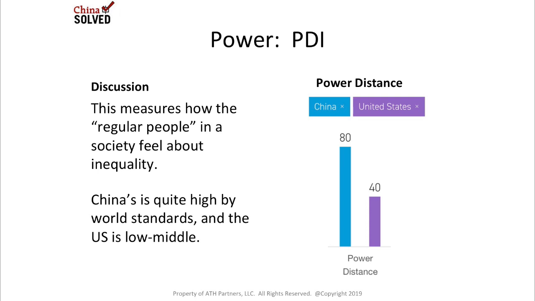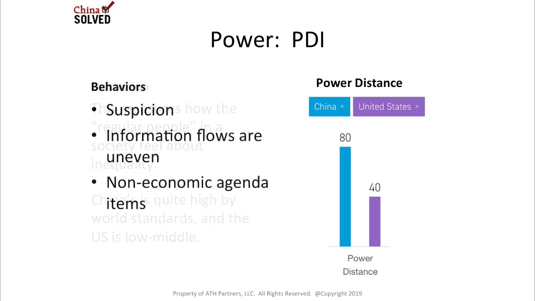And the behaviors this yields is, number one, suspicion. The power in question in China, the P in PDI, is the Chinese Communist Party, the CCP. And it's nationalistic, it's populist, and there's a military orientation. And their P definitely is suspicious of your power, your P. This is also going to influence information flows. They're going to want a lot of information from you, but you're not going to get much information from them. And you'll be negotiating for a lot of non-economic agenda items, one of which might be your intellectual property.